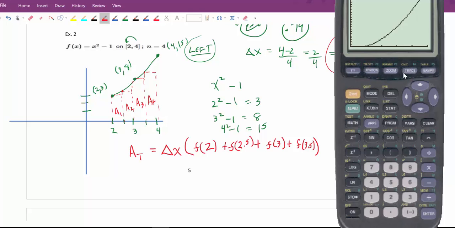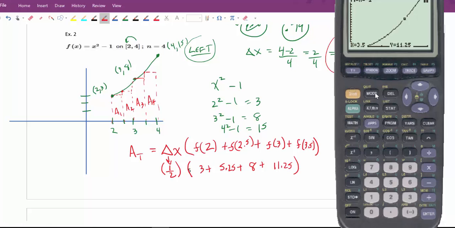So what you can do again is just trace. Trace it 2. That's 3. Delta x, we said that delta x was a half. Now f of 2 is going to be 3. Trace it 2.5. That's going to be 5.25. Trace it 3. That's going to be 8. Trace it 3.5. That's going to be 11.25. Now you can do this with exact numbers with fractions if you want to. I just don't want to take the time to do that.